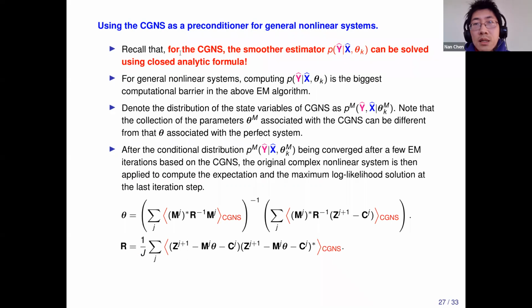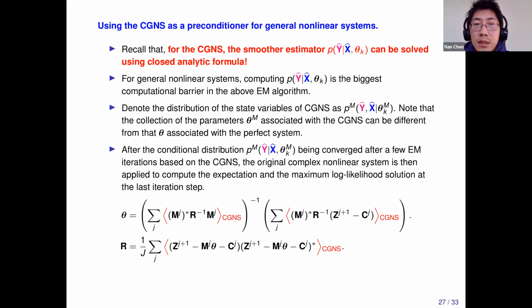Just recall that the advantage of the constrained Gaussian nonlinear system is that the smoother estimator, the E-step, can be solved using a closed integral formula. But this is not true for general nonlinear systems. And in fact, for an arbitrary nonlinear system, computing this continuous distribution is the biggest computational barrier in the expectation maximization algorithm, because you have to use an ensemble method. And for big systems, you have to use a lot of ensembles, which will make your calculation almost impossible.